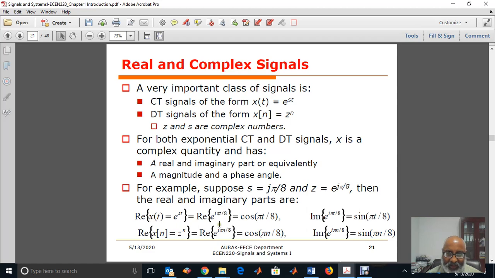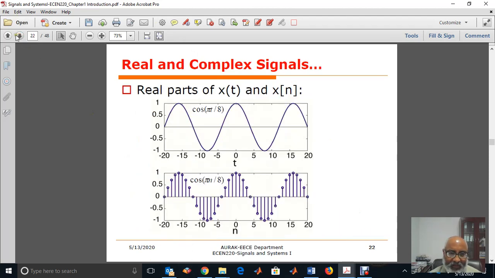And using the Euler formula, remember, if I have e to the power of j theta, what is the Euler formula? E to the power of j theta is cosine theta plus j sine theta. So the real part of this is cosine of pi t over 8, and the imaginary part is sine of pi t over 8. If I have discrete, it is similar, but the variable t changes to n. So this is a real signal, and if I have everything, I have the complex signal, which has a real part and an imaginary part.